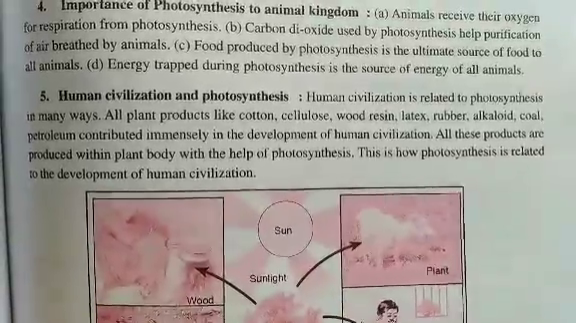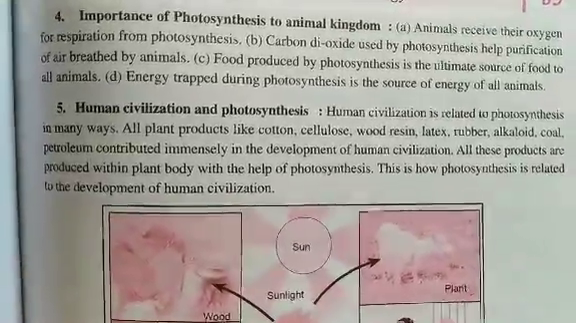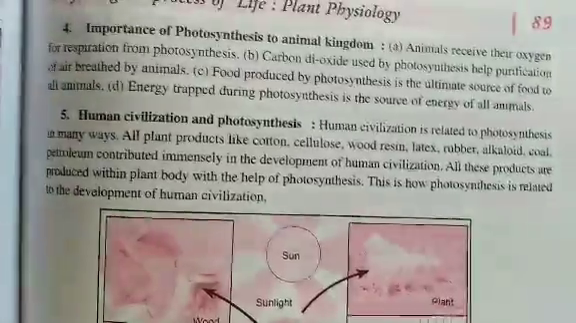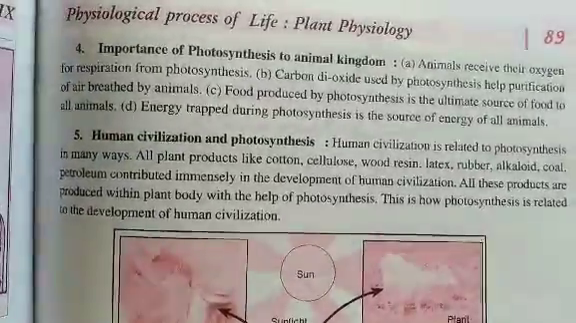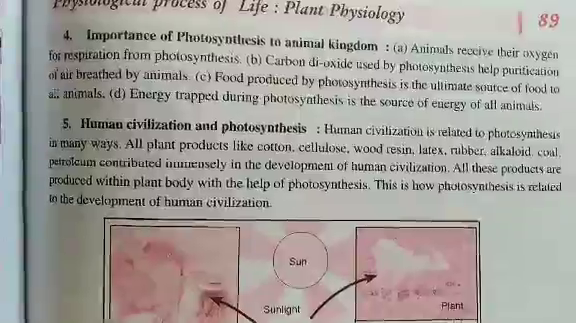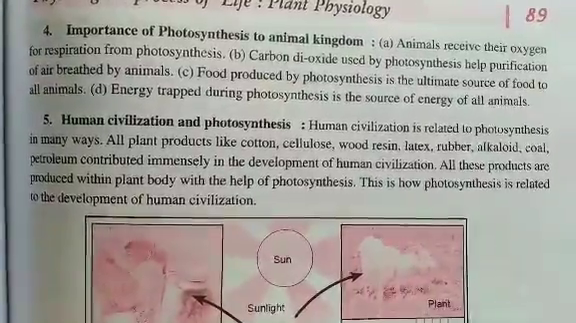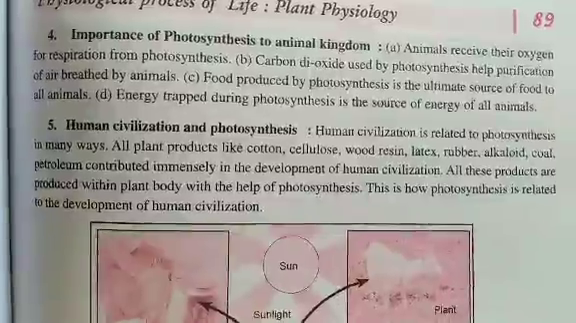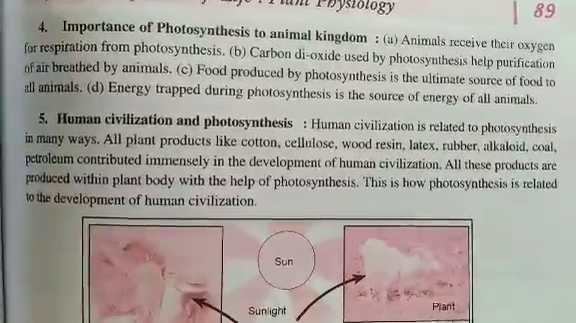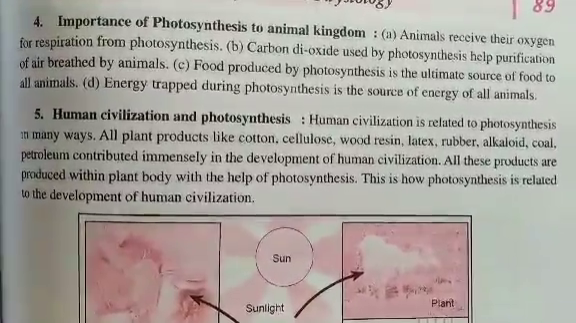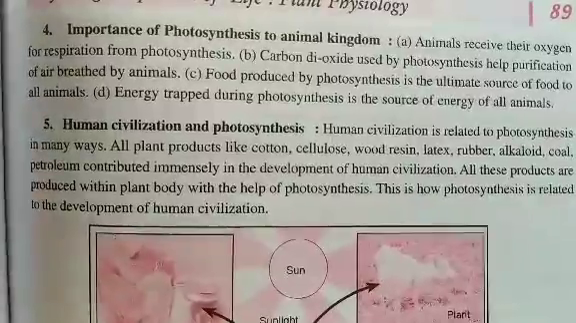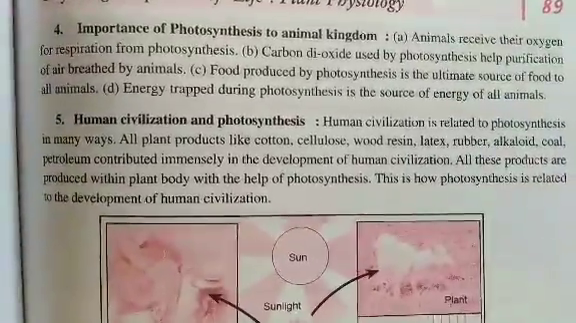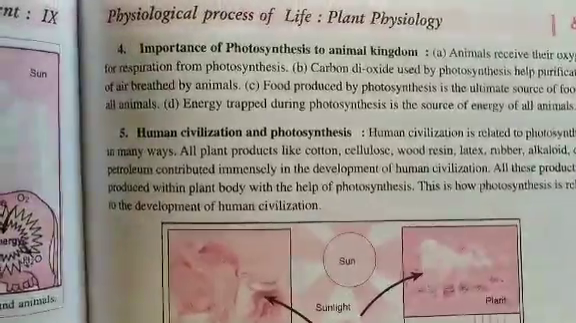And last point is human civilization. There are so many plant products like cotton, cellulose, wood, resin, latex, rubber, etc. These contributed immensely to the development of human civilization, and all these products are produced in the plant body with the help of photosynthesis. This is how photosynthesis is related to the development of human civilization. So these all are the importance of photosynthesis.